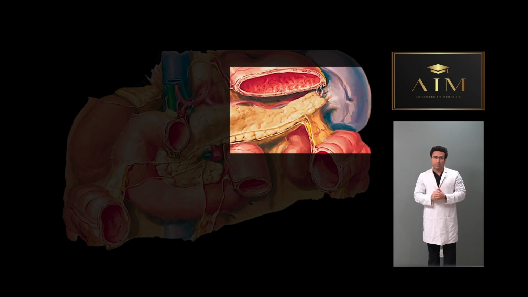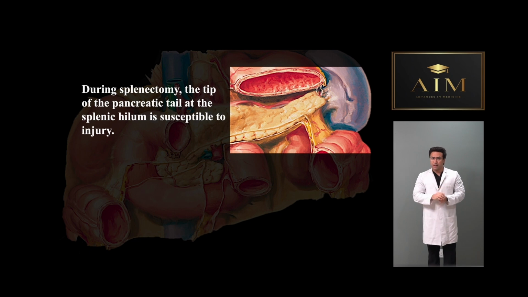The body and tail of the pancreas rise obliquely up to the left in front of the aorta and left kidney. The narrow tip of the tail of the pancreas reaches the splenic hilum in the splenorenal ligament. This means that during splenectomy, the tip of the pancreatic tail at the splenic hilum is susceptible to injury.